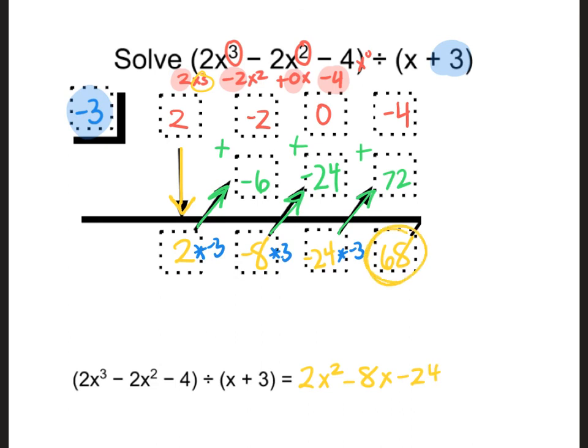Again, that last number is our remainder. It's positive, so we're going to do plus 68 divided by x plus 3. And that should be your final answer.